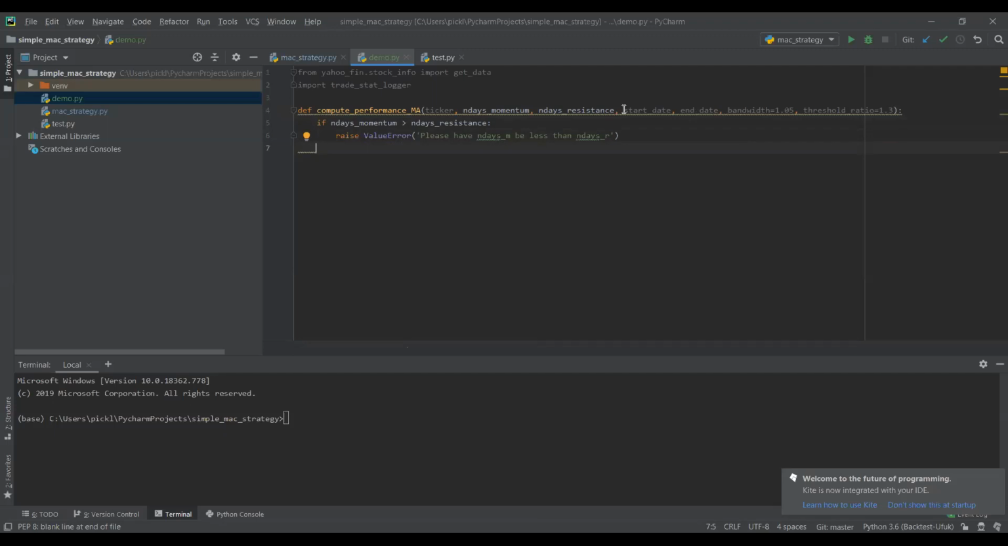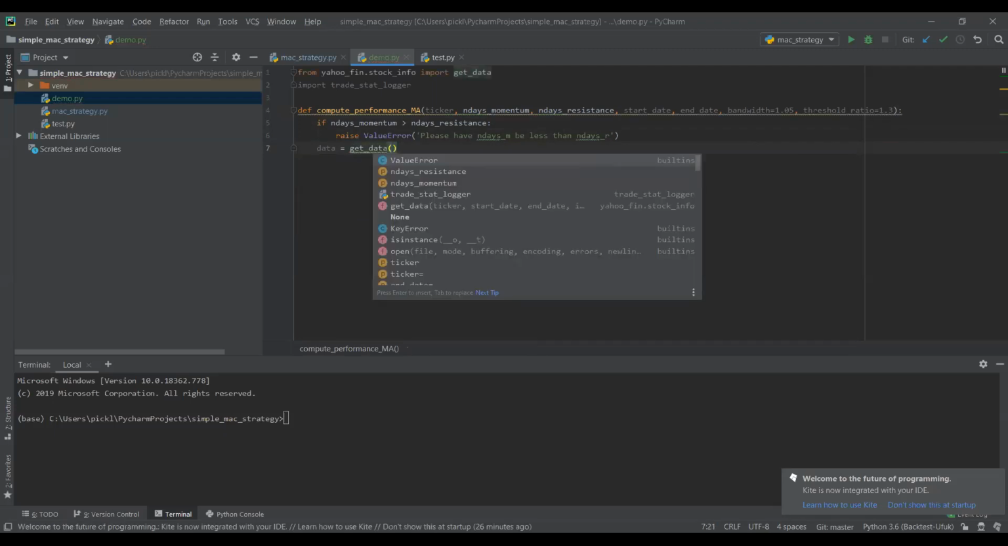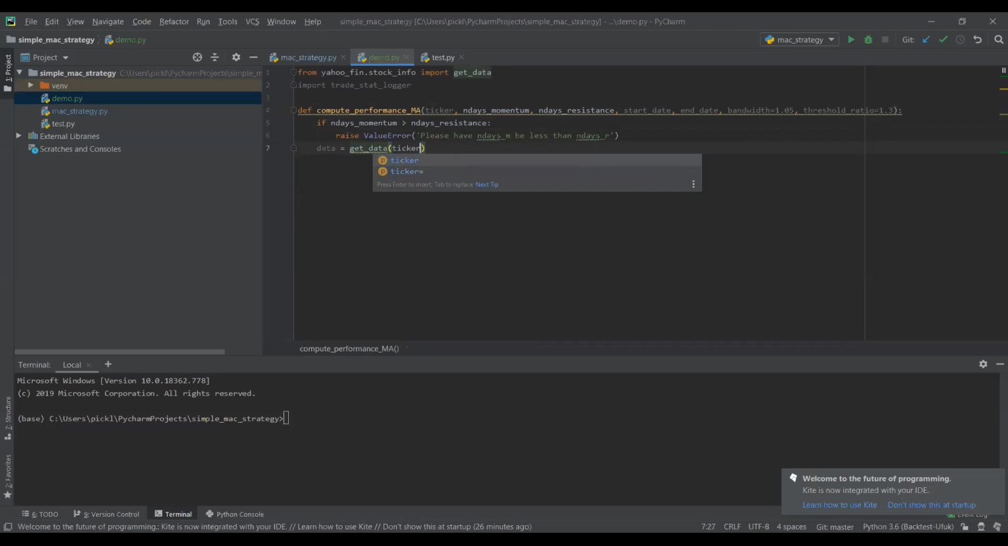Okay, so first we want to get the data. Earlier we imported the get data function, and that basically allows us to get data for a stock. We tell which stock it is using a ticker, because the ticker is a symbol that represents a stock. And then we also have to indicate the start date equals start.